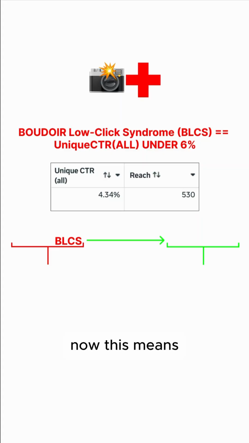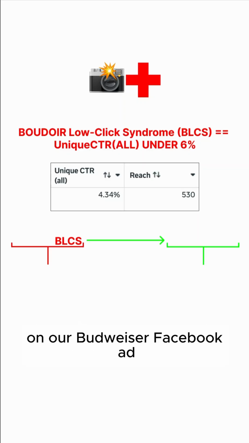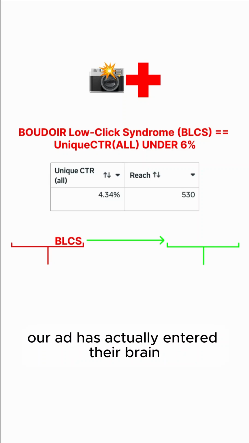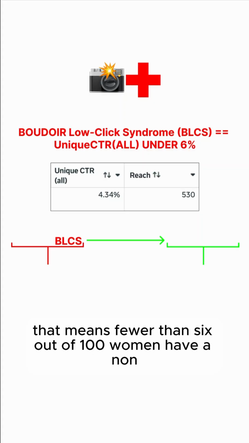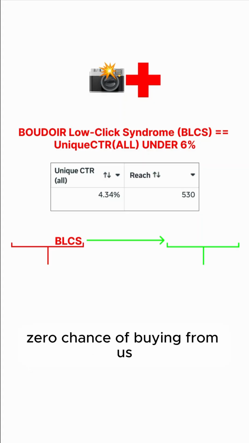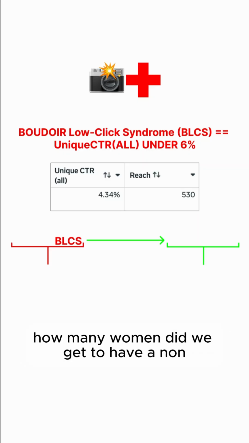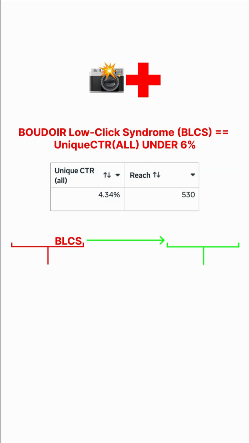Now, this means fewer than 6 out of 100 women are clicking somewhere on our Boudoir Facebook ad, which means our ad has actually entered their brain. And the final thing we're looking for is that fewer than 6 out of 100 women have a non-zero chance of buying from us. So unique CTR all is basically how many women out of 100 have a non-zero chance of buying from us. That's literally what it is.